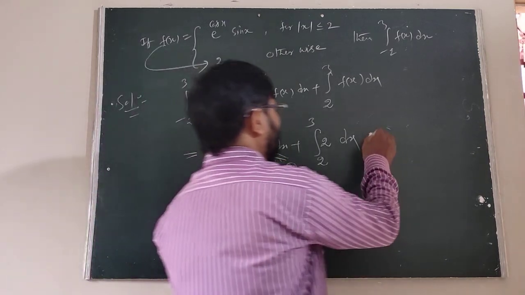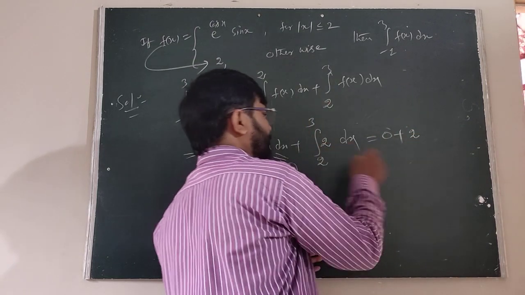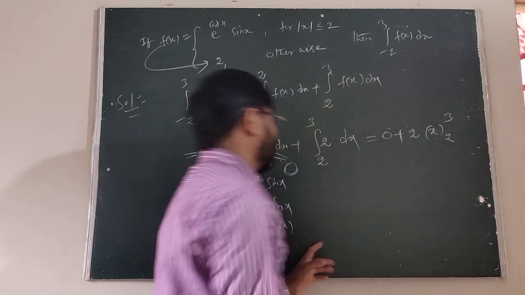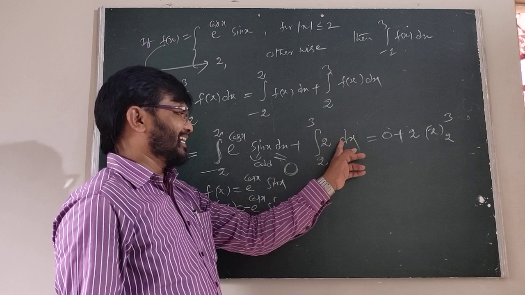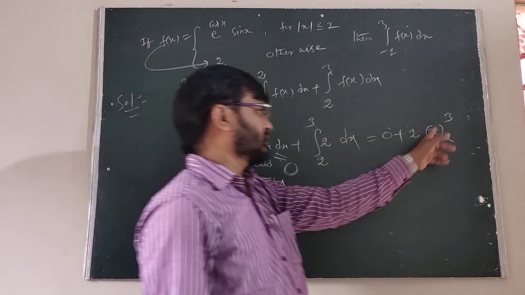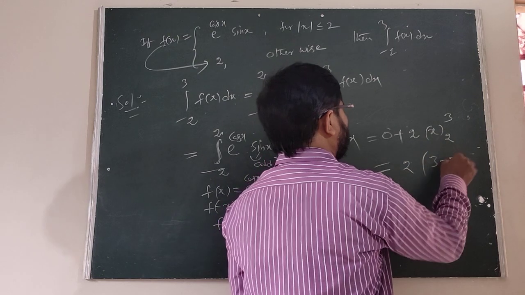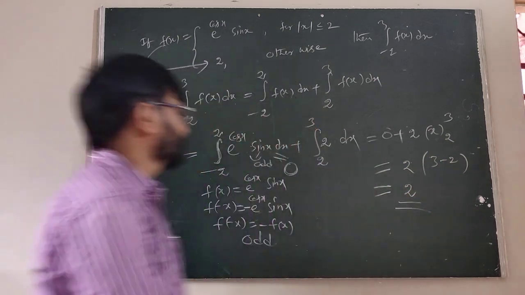Therefore 0 plus 2 into the integral from 2 to 3 of 1 into dx is x. Is it clear? The 2 can be taken outside of the integral, and 1 into dx is x. Then it will be 2 into 3 minus 2. Therefore 2 is the answer. Okay.